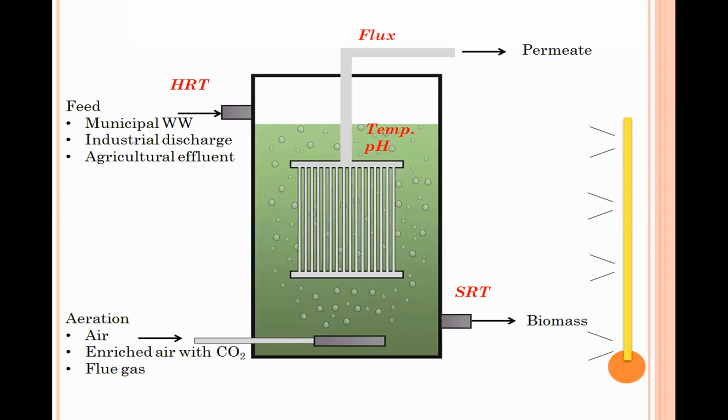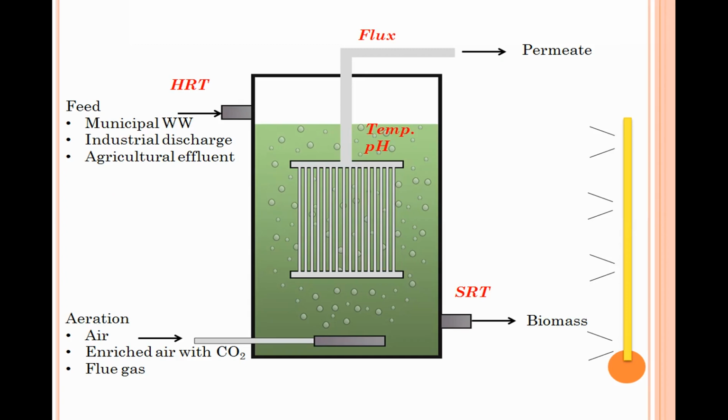This scheme represents the photobioreactor and the factors affecting each parameter. The feed, by its kind, is controlled by the hydraulic retention time. The aeration is important, in which it is either air that contains carbon dioxide for the photosynthesis process, or air enriched with carbon dioxide, or the flue gas, since it is the cheapest source of carbon dioxide.